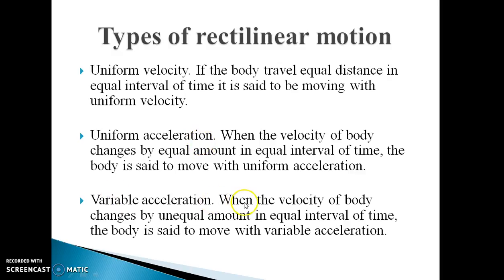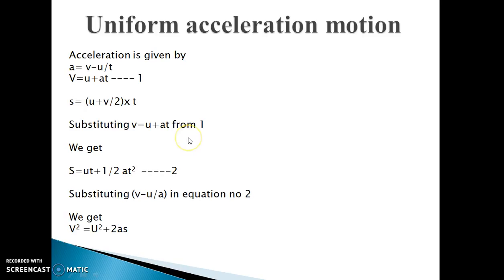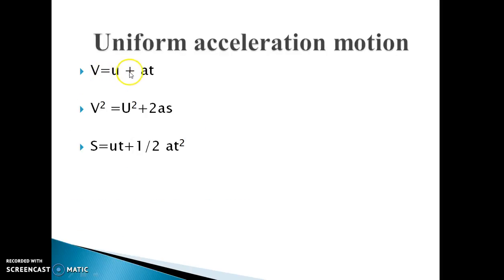Variable acceleration. When the velocity of a body changes by unequal amount in equal interval of time, the body is said to move with variable acceleration. In this video, we are emphasizing uniform acceleration motion. Uniform acceleration motion can be analyzed by using three formulas which are derived as follows. The formulas are v equal to u plus at. The second formula is v square equal to u square plus 2as. The third is s equal to ut plus half at square.